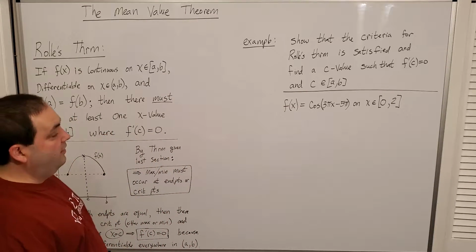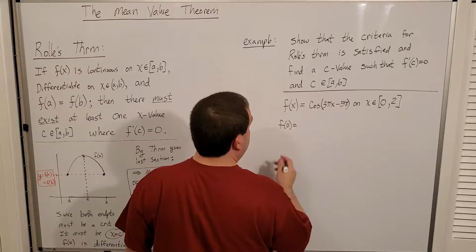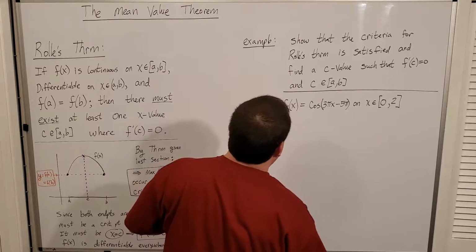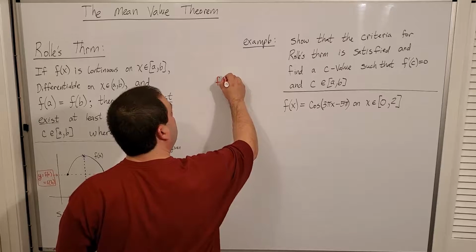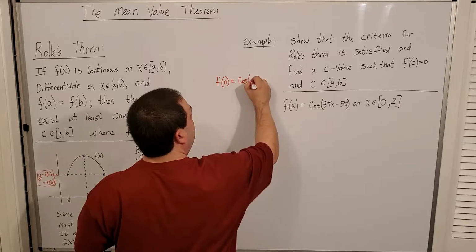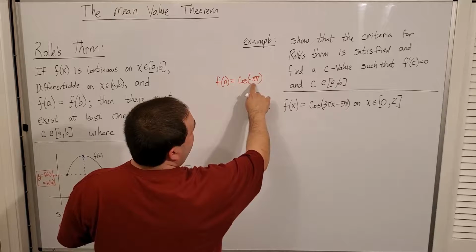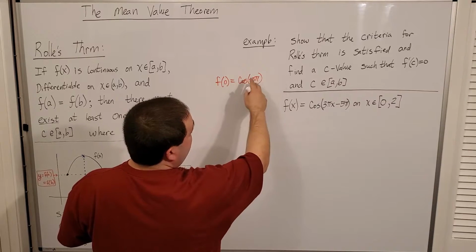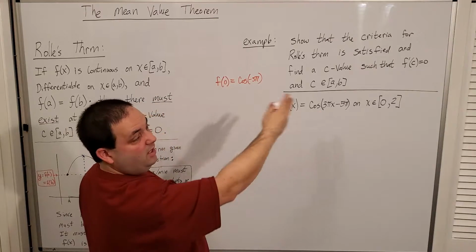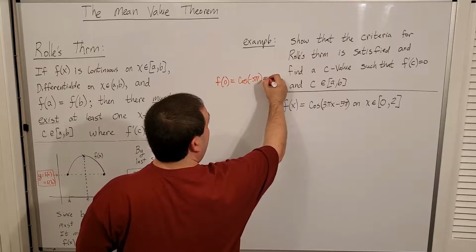Next, f of a must equal f of b. Okay, so let's check that out. Let me make some space here. Right here, we have f of 0, because that's a. F of 0 is going to be cosine of negative 5 pi, right? Remember, the negative doesn't actually matter to cosine. Cosine of negative 5 pi is going to be the same as cosine of 5 pi. But cosine of an odd pi gives you negative 1.